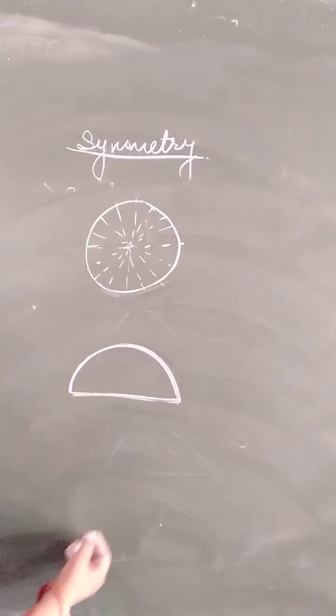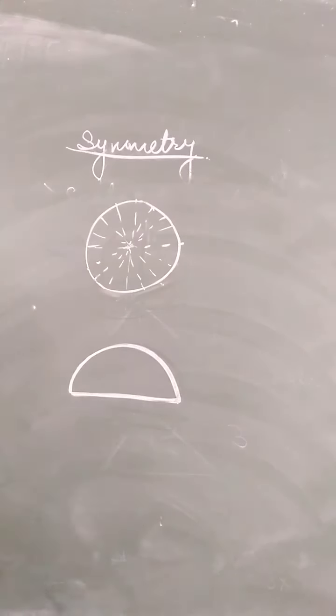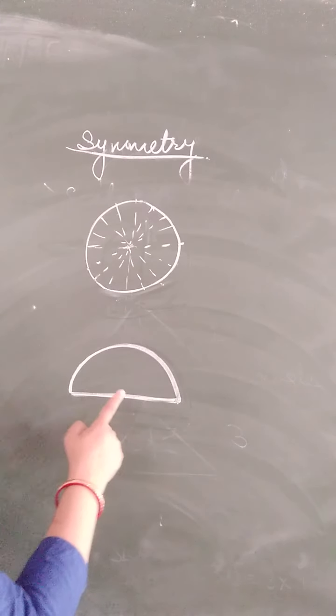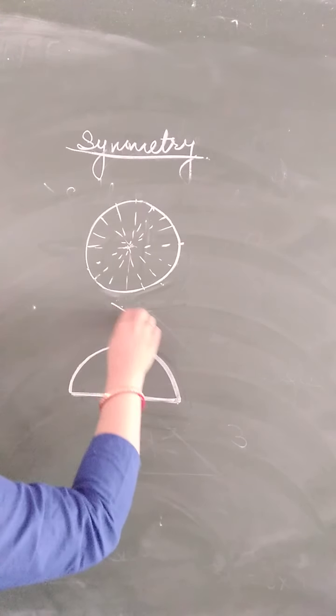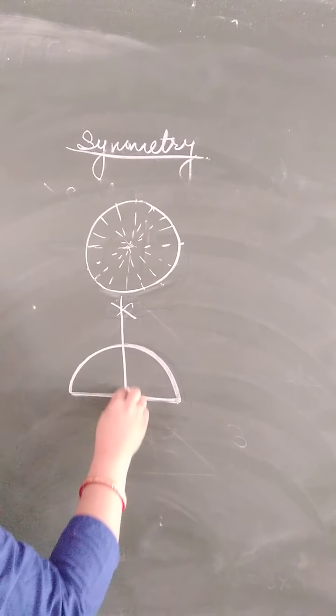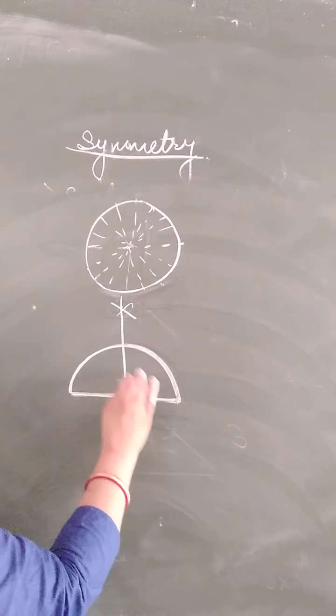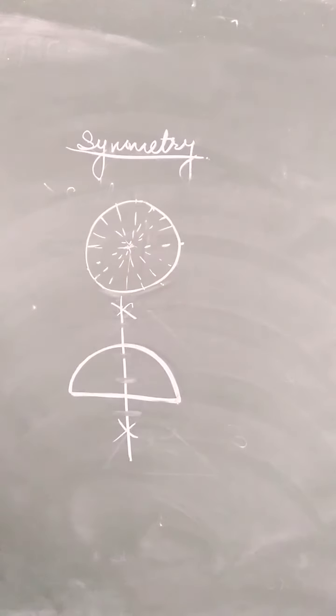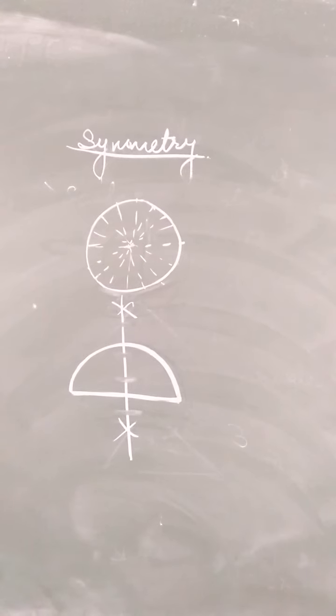This is a semicircle. A semicircle is symmetrical about the perpendicular bisector of its diameter. If we draw the perpendicular bisector of the diameter, then this perpendicular bisector is called the line of symmetry of the semicircle. We'll discuss rotation symmetry in the next video.